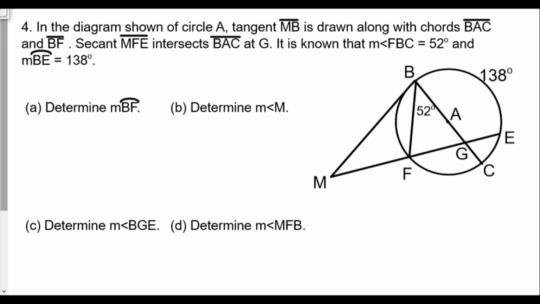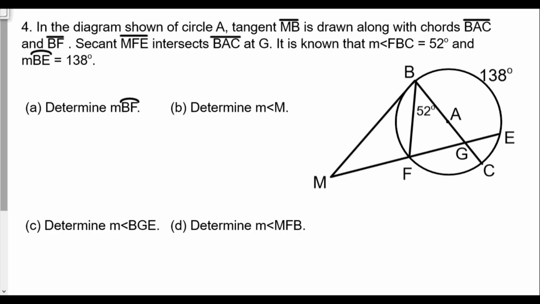Welcome back to the homework review for lesson 22, where we have tangents and secants, proofs, and practice. So number 4, in the diagram shown in circle A, tangent MB is drawn along with chords BAC and chord BF. Now BAC is not just any chord, it's a diameter. So keep that in mind, it's important for us.